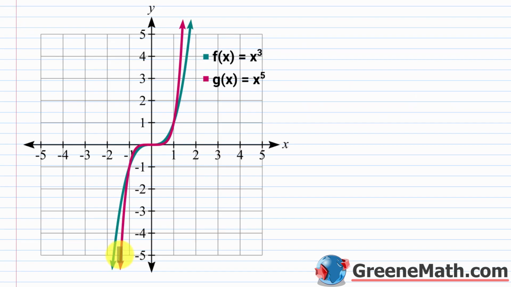So the guy in green is your f of x equals x cubed. We know what that looks like. And our guy in red, that's g of x equals x to the 5th power. Again, you can zoom in on Desmos to make this more apparent, but this guy in red, your g of x function, is flatter around the origin and then steeper everywhere else. If you want to type in x to the 7th power, x to the 9th power, and so forth, you'll see that it keeps getting flatter and flatter around the origin and steeper everywhere else.